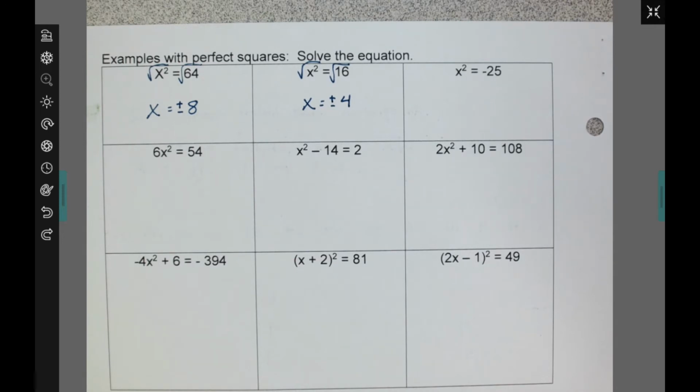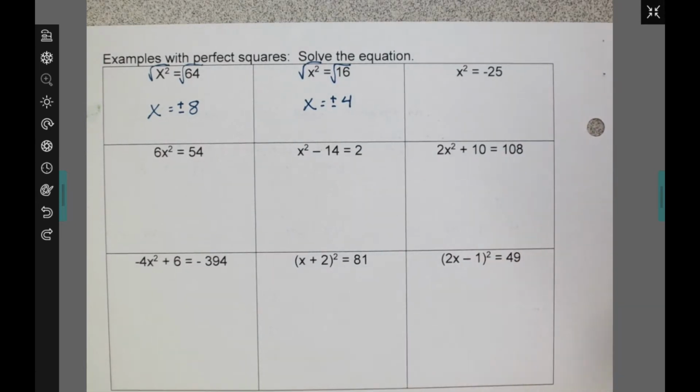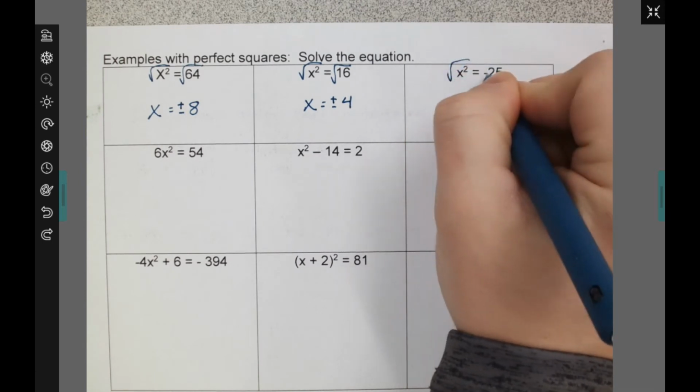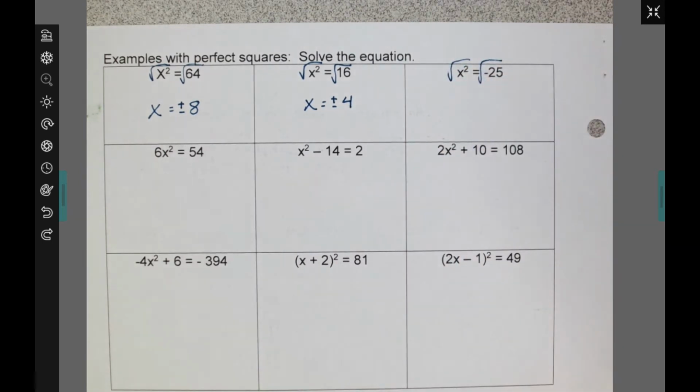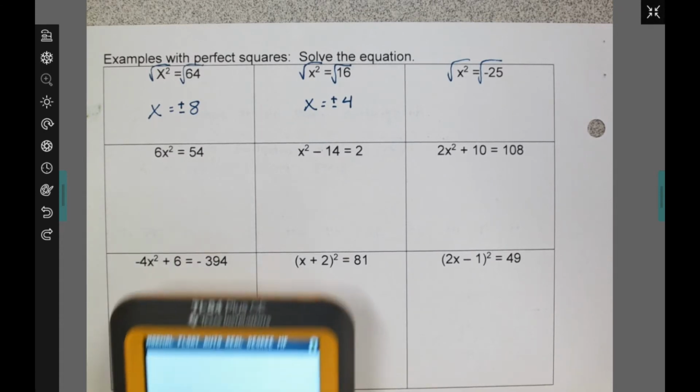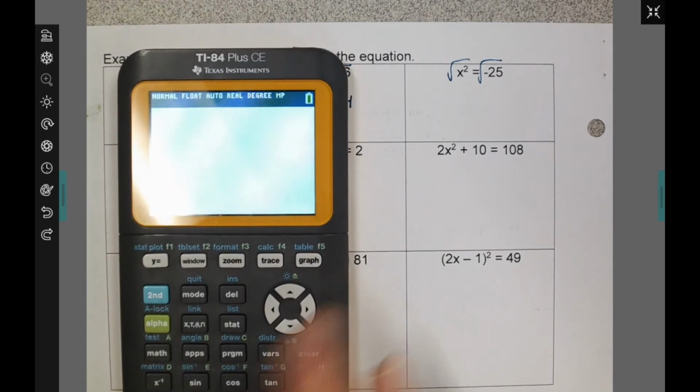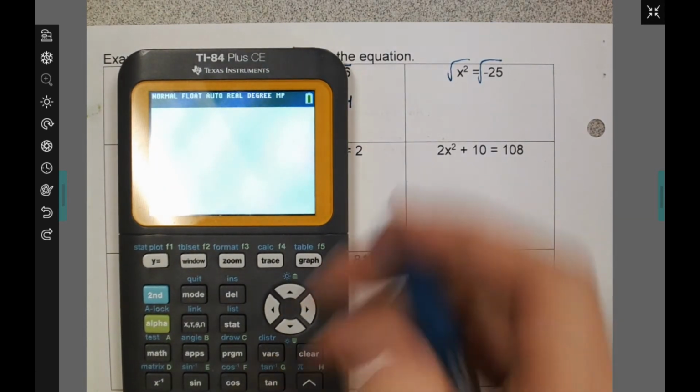One thing that you're going to have to watch out for are negative numbers. For this one on the top right, the x squared is by itself, so I'm going to try to take the square root of each side. But you should start thinking, okay, square root of a negative number. What times itself will give me a negative number? It turns out that you can't do it. You cannot take the square root of a negative number because nothing multiplied by itself will be negative.